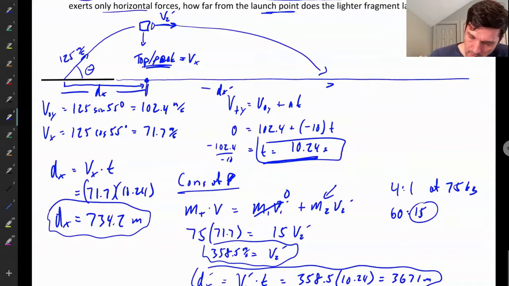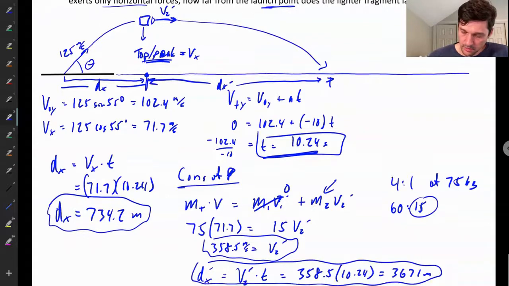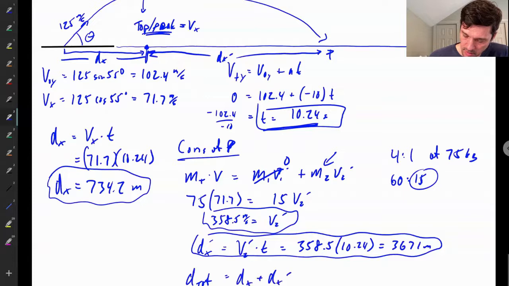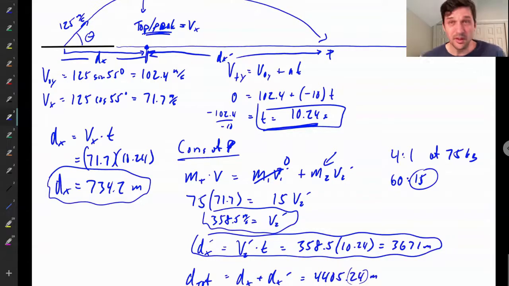From there to there. So we add those two together and we get the total distance that it travels from launch: 734.2 plus 3,671. D total is going to be both of those together, dx plus dx prime. It would be 4405.24 meters. That little decimal is kind of irrelevant. It's a large number, so it's a little bit of rounding.